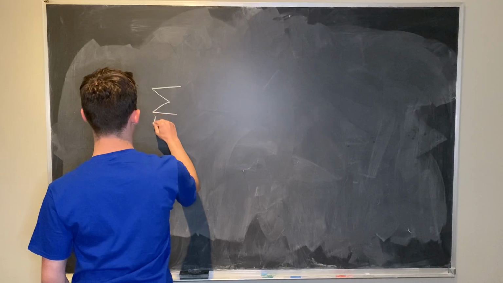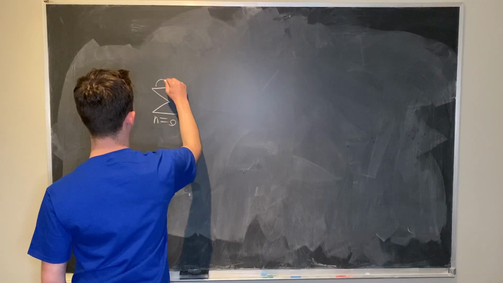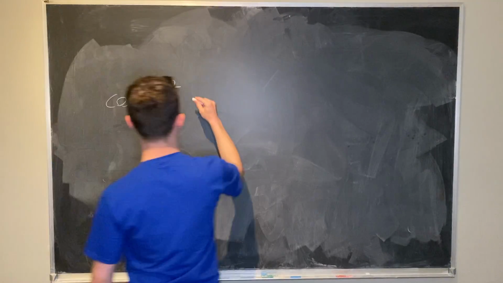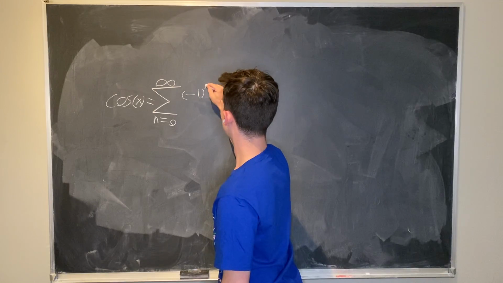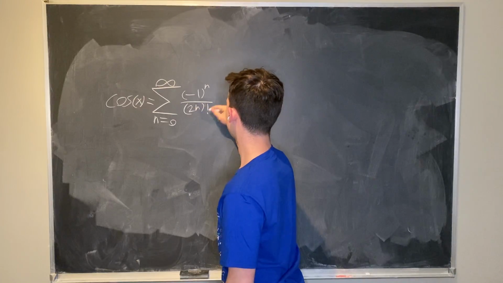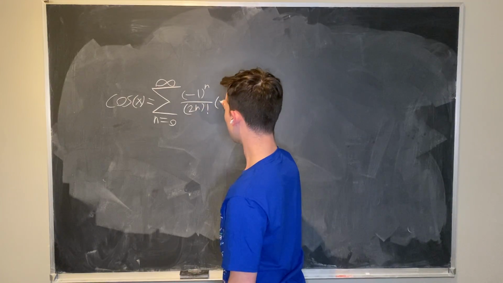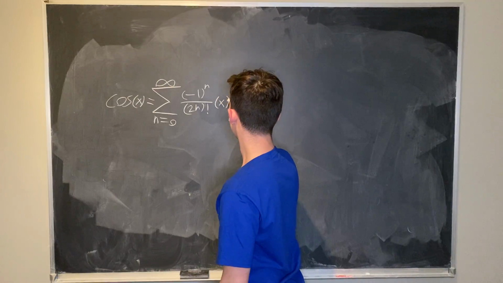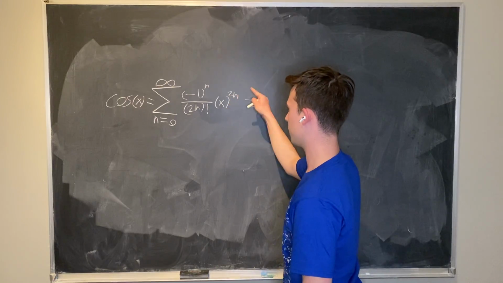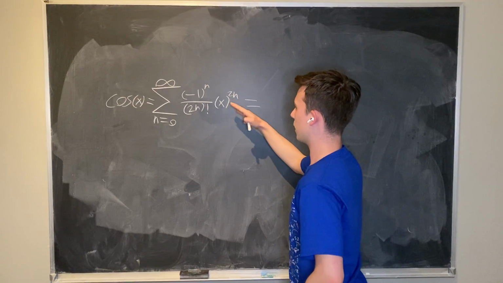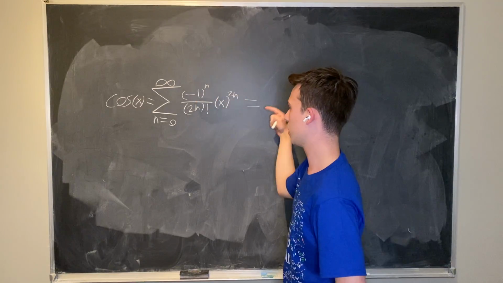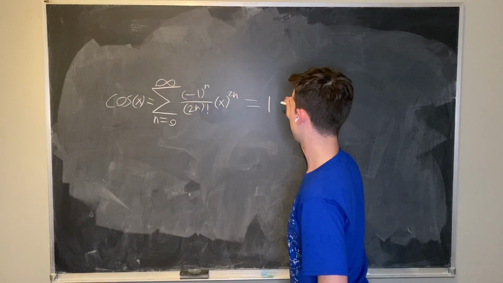So we know that cosine of x is equal to this series right here, and this is the Maclaurin series. So let's actually go and write this out. If we plug in 0, we get x to the 0, which is 1, and -1 to the 0 is 1, and 0 factorial is 1, so we just end up getting 1.